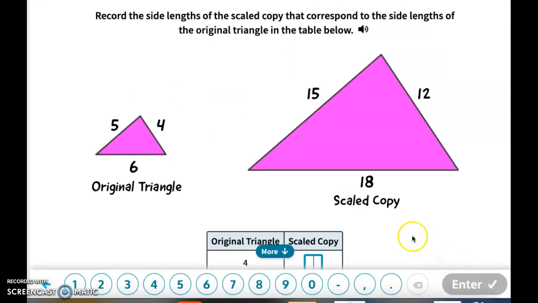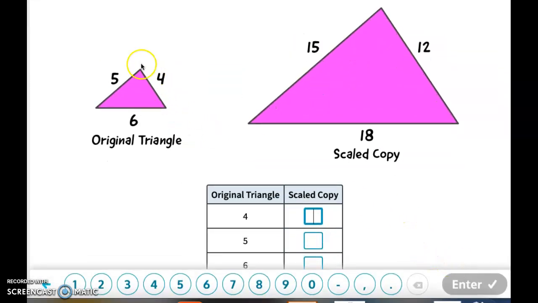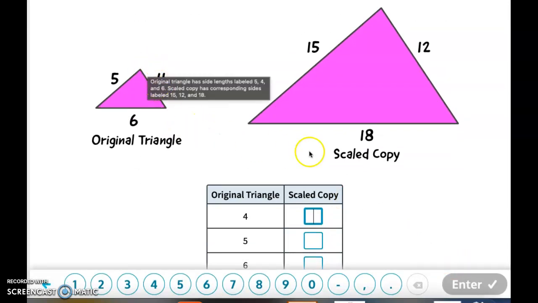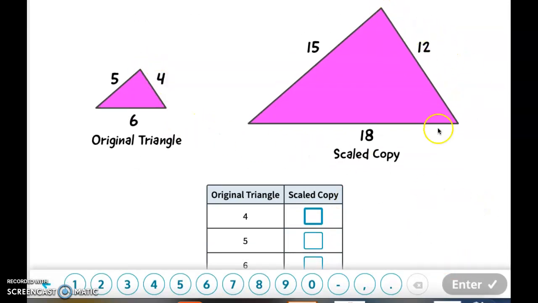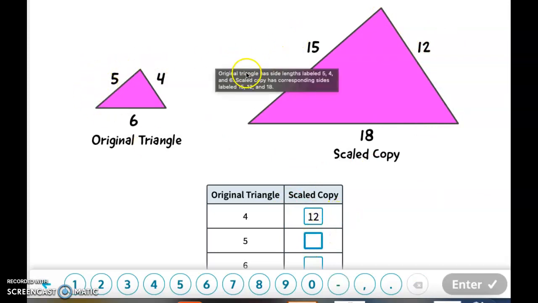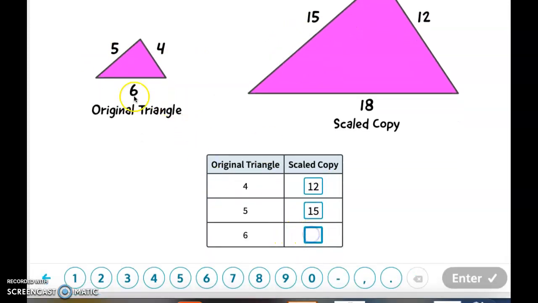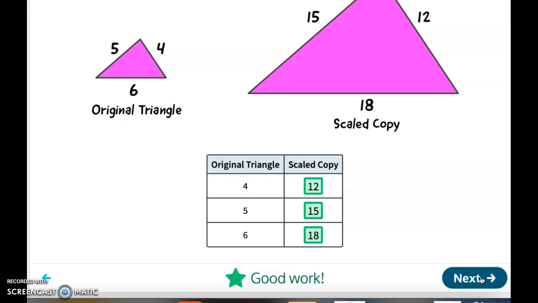Okay, so we have a table just like last time. 4 corresponds to 12. All right, I see that. 5 corresponds to 15. And 6 corresponds to 18 on the scaled copy. Enter. Good work.